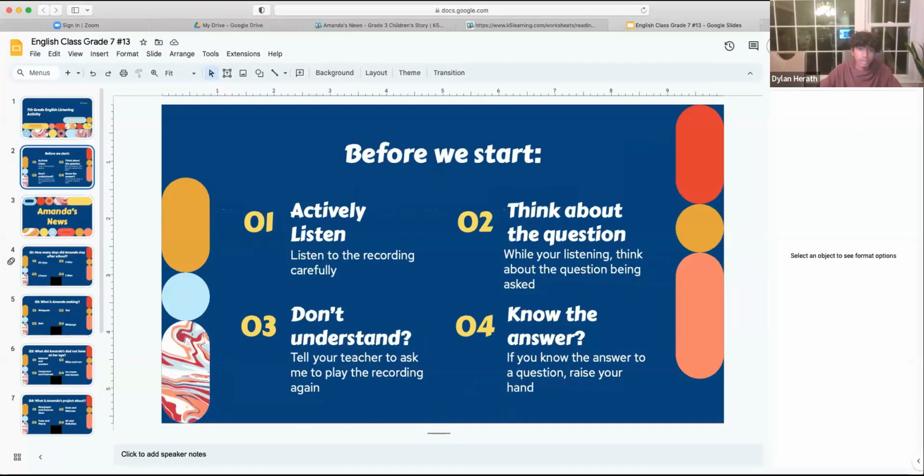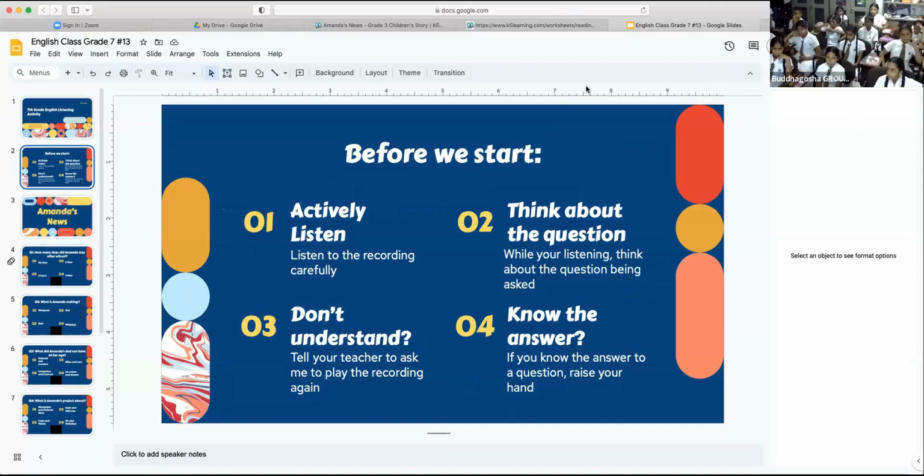First thing is, make sure we're actively listening to the recording, right? We know that, but we should be doing that. Second thing is, make sure you think about the question that is being asked on the screen. If you don't understand something, tell your teacher to ask me to play it again.